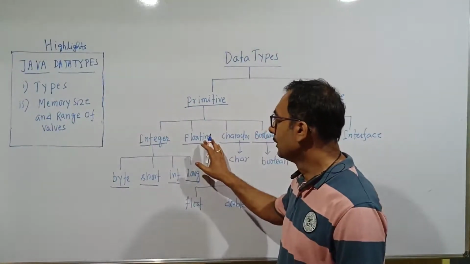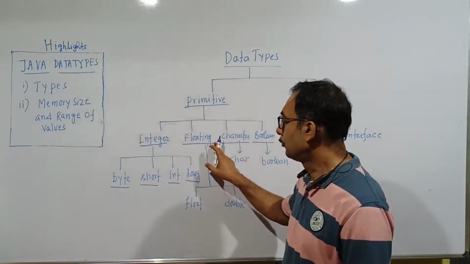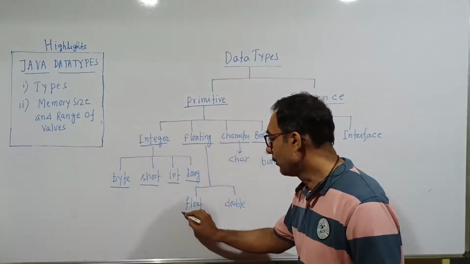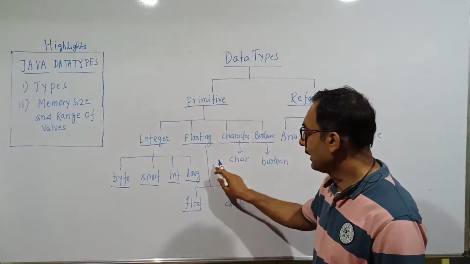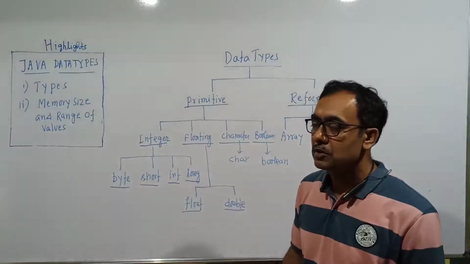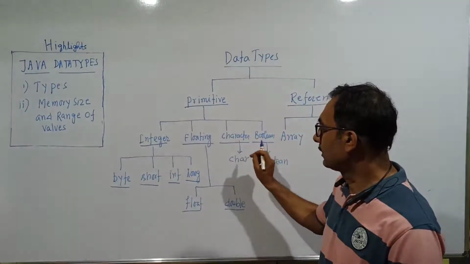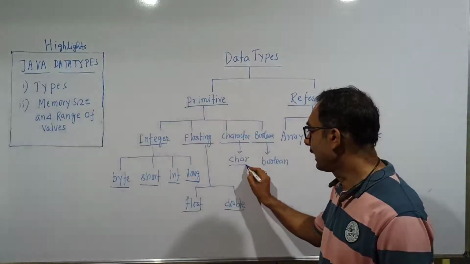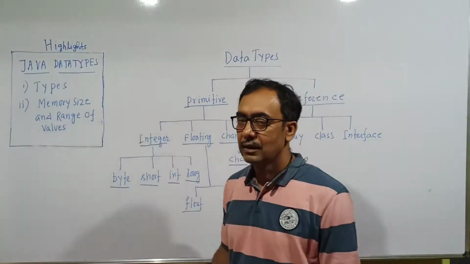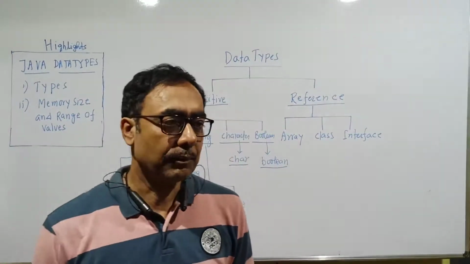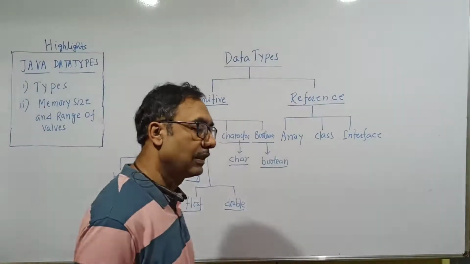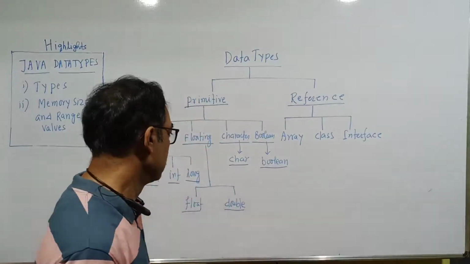Then come to floating point data types. Floating point data types are of two types in Java: one is float and the other is double. Then we have another data type in Java called character, which is identified here as char, and another one is boolean, identified here as boolean. So these are the primitive data types, and from this division we find that there are 8 primitive data types.